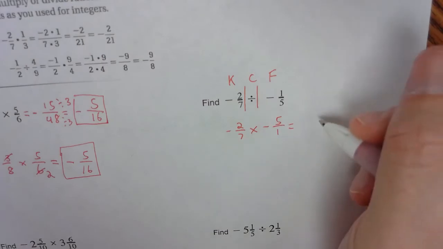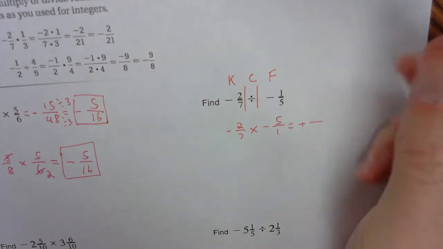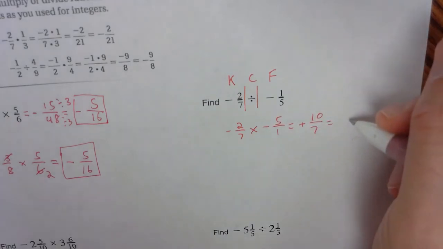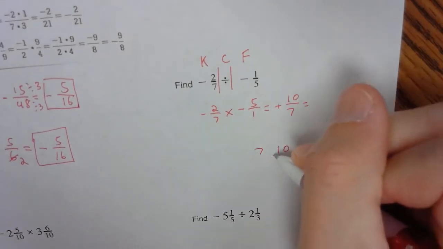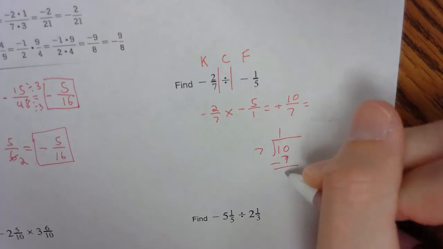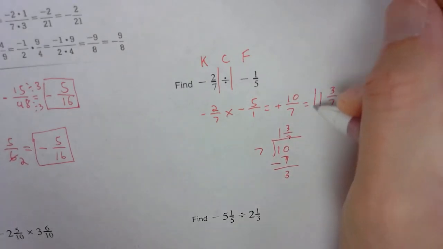From there, I'm just going to multiply straight across. They're the same sign, so my answer is positive. 2 times 5, 7 times 1. Change that into a mixed number now. So 7 goes into 10 one time, with 3 left over. So 1 3/7 is my answer.